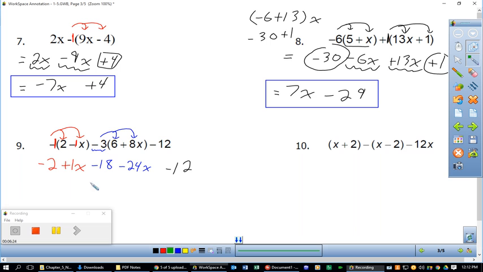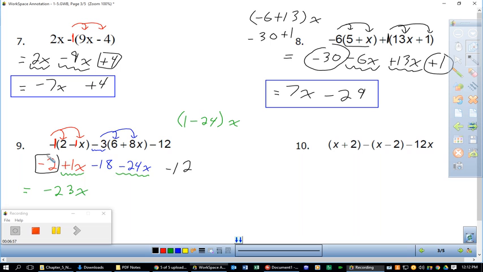All right, so combining like terms, I'm going to do the x's first, so plus 1x minus 24x. Again, that's positive 1x minus 24x. So I don't really need that plus sign right there. But I'm going to add those two together, 1 minus 24, and that's going to tell us how many x's. So that should be negative 23x. Okay. Now let's see. That's all the x's.